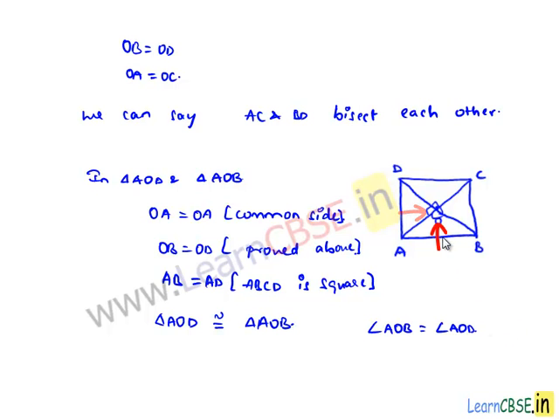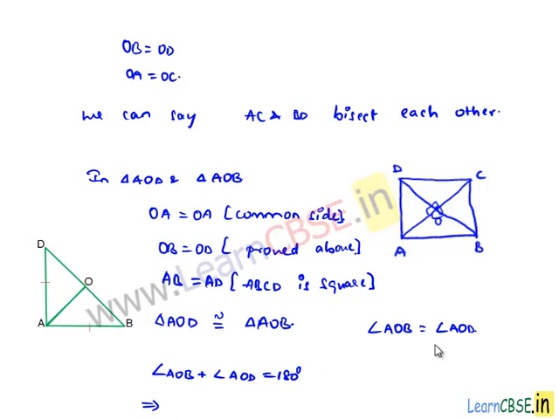Now, if we observe clearly, angle AOB and angle AOD form a linear pair about line BD. So we can say the sum of angles on a linear pair, that is angle AOB plus angle AOD, will be equal to 180 degrees. We know that AOB is equal to AOD, so let us replace it by AOB. Therefore we get angle AOB plus angle AOB is equal to 180 degrees.